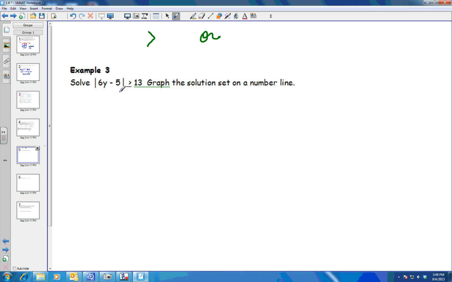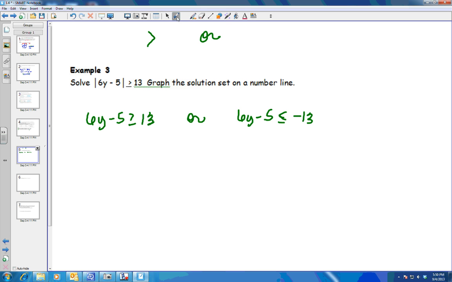So I need to write my two problems because remember absolute value problems always have two problems that you work out. Here's my first one. 6y minus 5 is greater than or equal to 13. Or, now I need to write my second one. 6y minus 5. Remember we changed the sign on my second number? But when I change the sign, I also need to change the sign of my inequality. Because if this becomes negative, that means I had to multiply or divide by negative. So this sign is going to change.